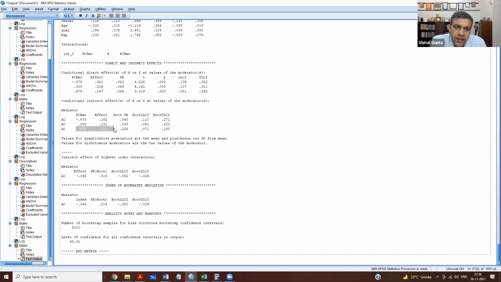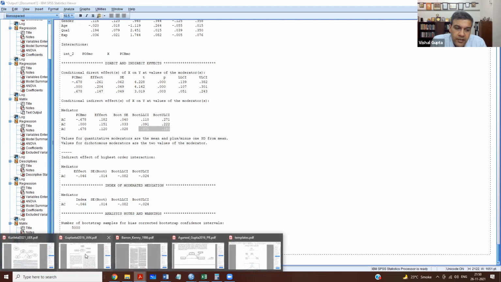For high, it is 0.120. This is what we had also got. This is also significant. What we see is as the psychological contract breach moves from low to high, the indirect effect starts to reduce. That means the indirect effect is conditional upon the value that PCB is taking. And that is the conclusion that we write.